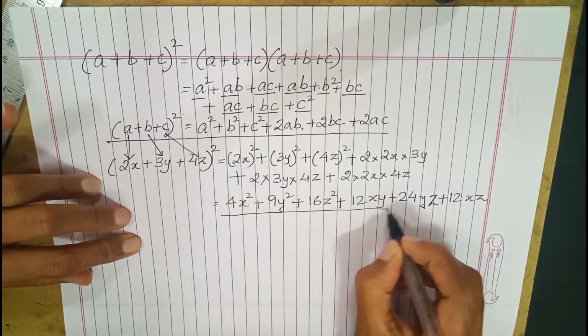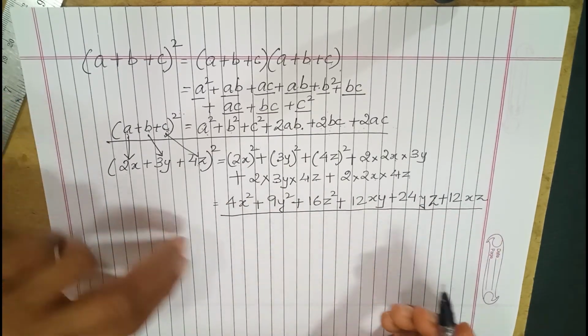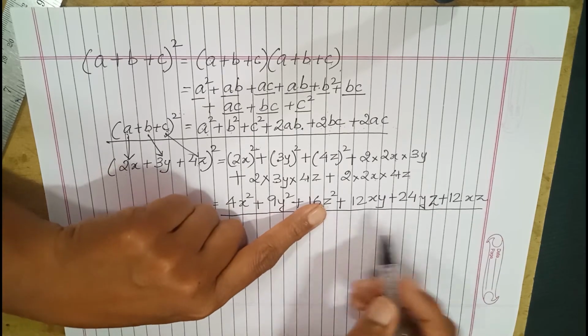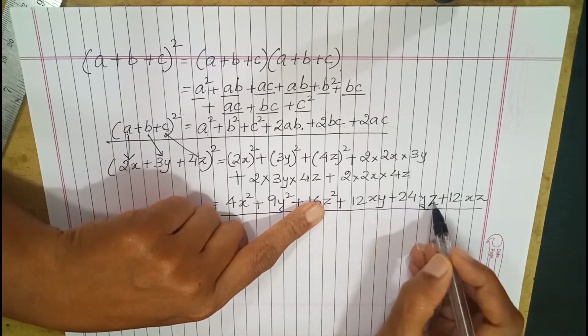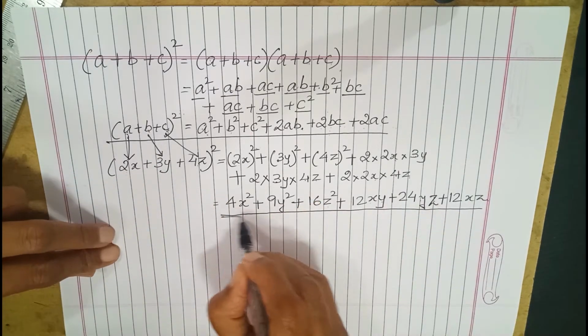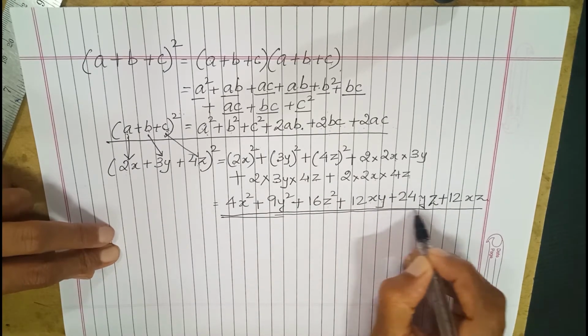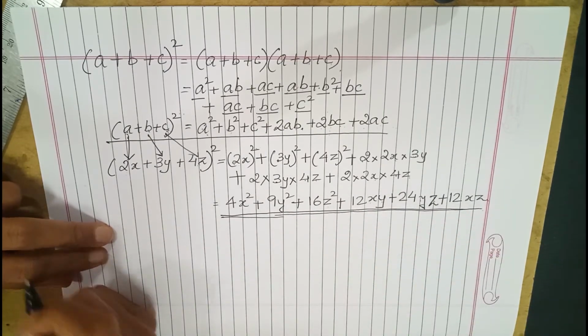Now after we get this, let us check whether we have any like terms which we can add. X square, y square, z square. No. This is xy, yz, xz. So you see all the three terms are different. Nothing can be added or subtracted. So this becomes our final answer.